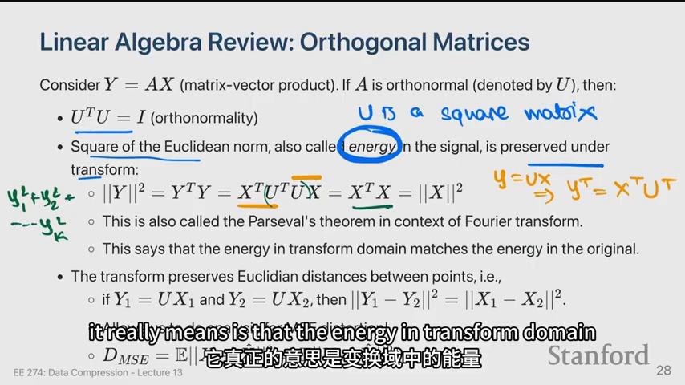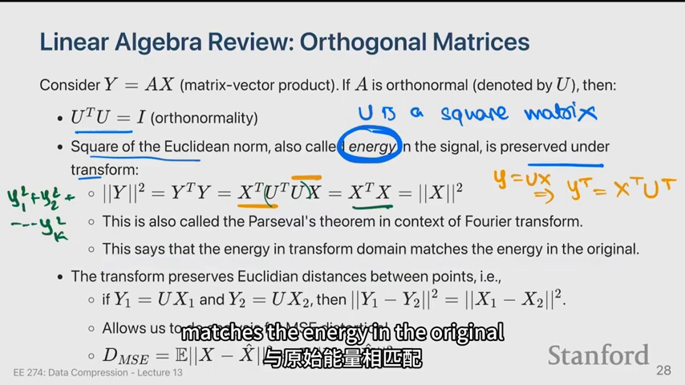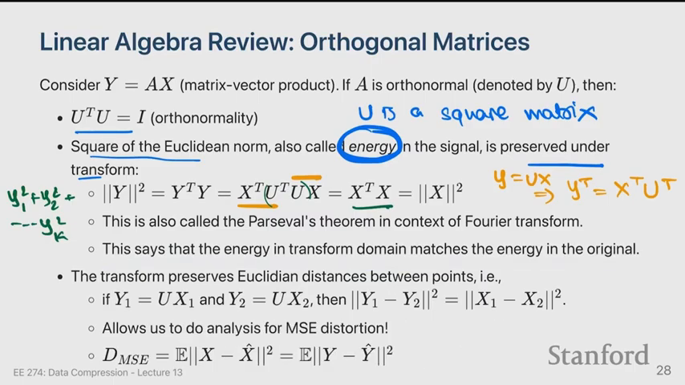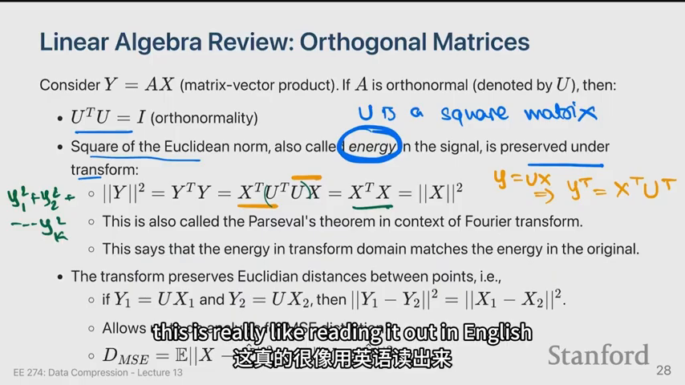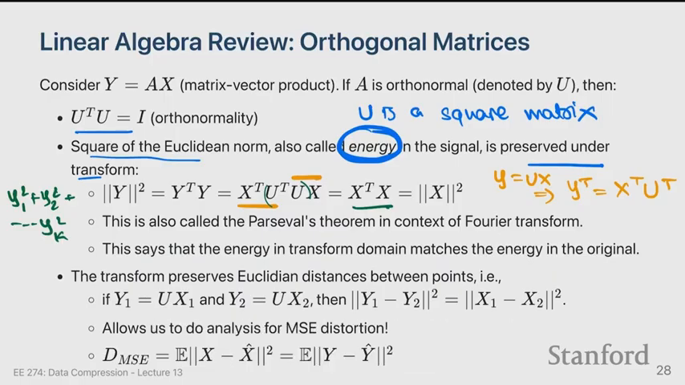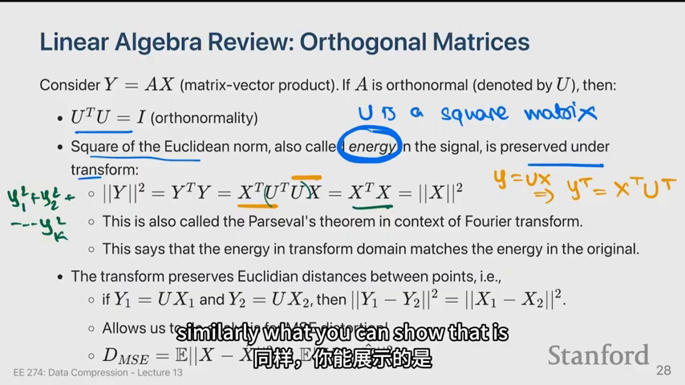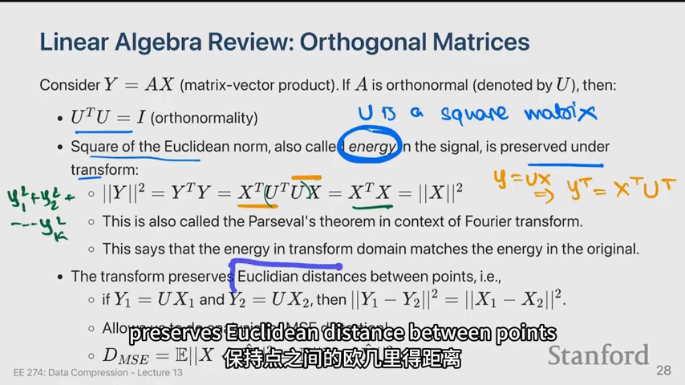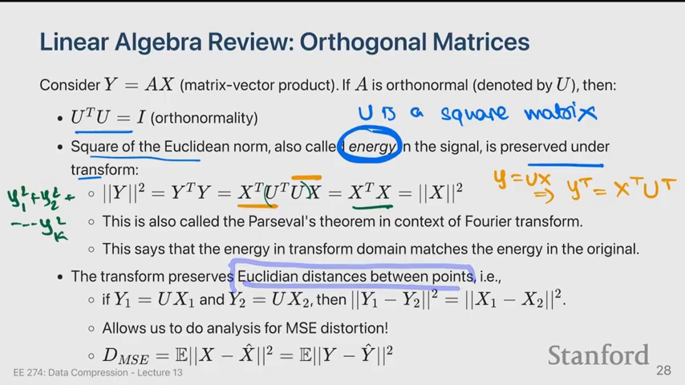What it really means is that the energy in the transform domain matches the energy in the original. And this is really like reading it out in English. Okay. Similarly, what you can show is that this transform preserves Euclidean distance between points.